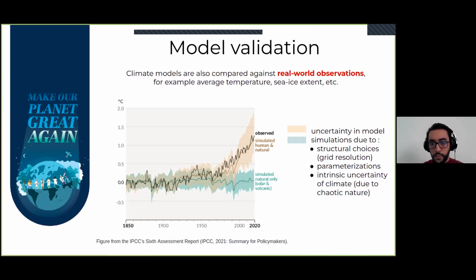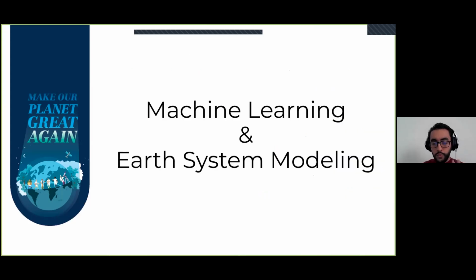So model uncertainties come from, as I said first, the grid resolution. They can come also from the parameterizations, but they can also come from other sources like the intrinsic uncertainty of climate, which is due to its chaotic nature. So this part was just a very simple introduction to climate models, okay? Just to make it easy to understand what I'm trying to do next.